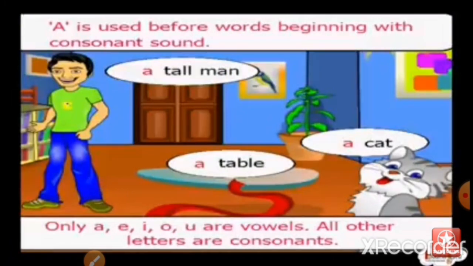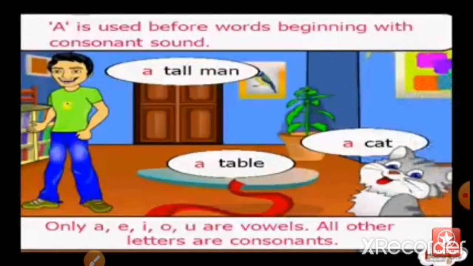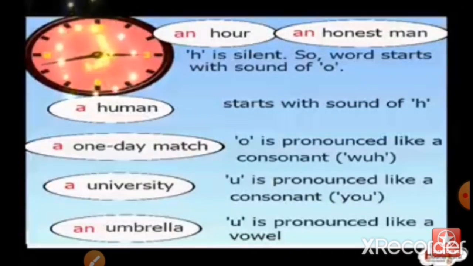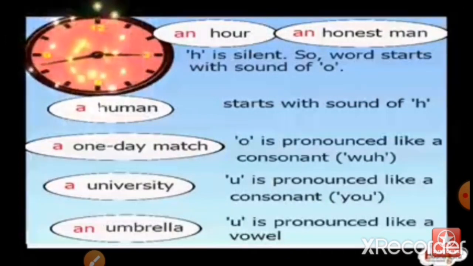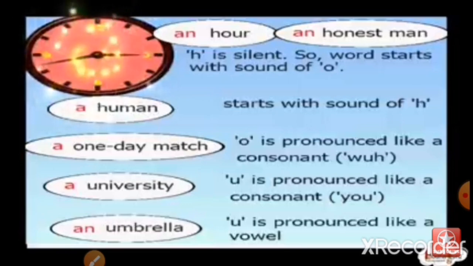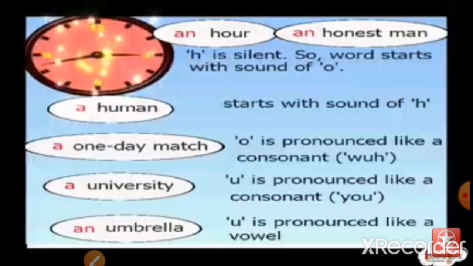Okay, children, now have a look at the next exercise. Here also we can practice it because it is in our chapter. There are different exercises. This is a very important thing. An hour, an honest man. H is silent. We have to pronounce hour as 'our'. An honest also we have to pronounce as 'onest'. A human starts with the sound of H, but here H is not silent.